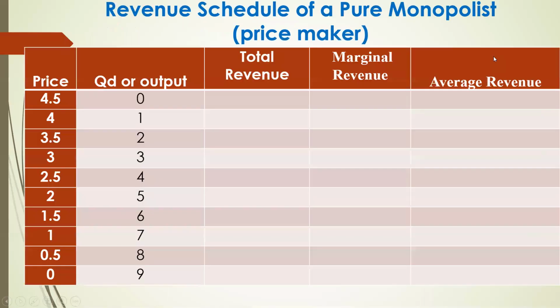Now let's look at an example in terms of calculation. I'm giving this price. Price is decreasing. As you can see, when the price is decreasing, quantity of output is increasing. When you calculate it, total revenue 0 here, whereas here 4 times 1, 4, 3.5 times 2. So we are multiplying these two to get to the total revenue. This is 7, this is 9, this is 10, 10, and this is again 9, 7, 4 and 0.